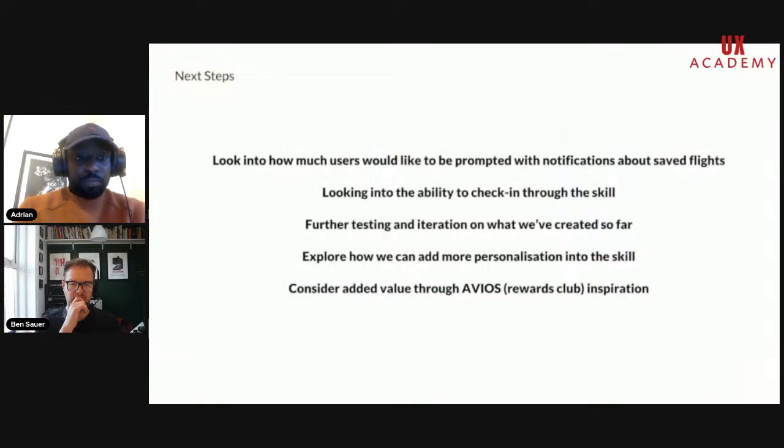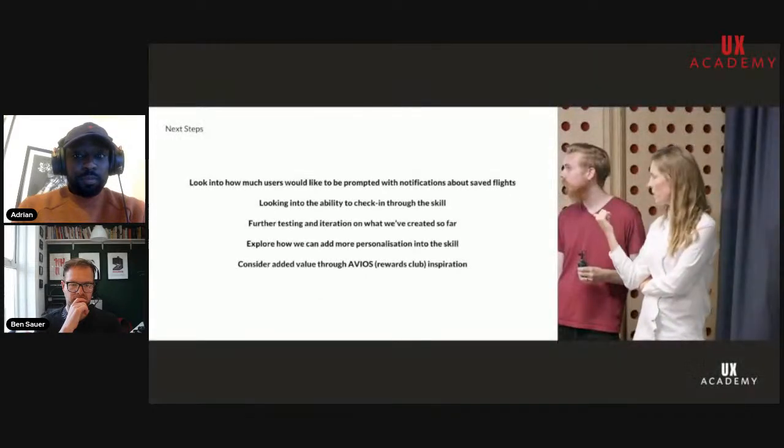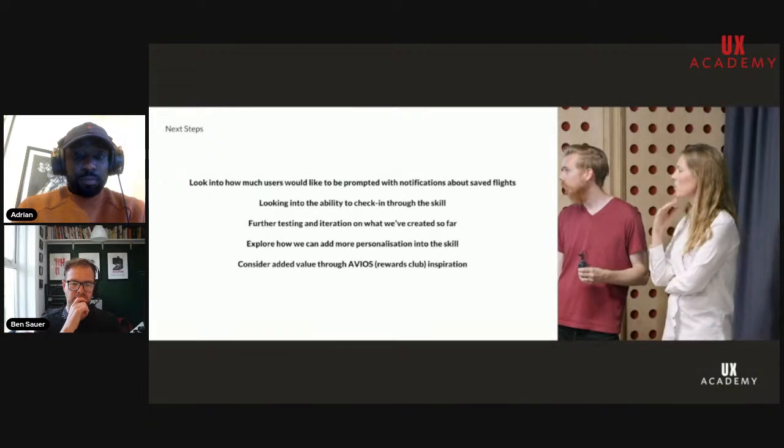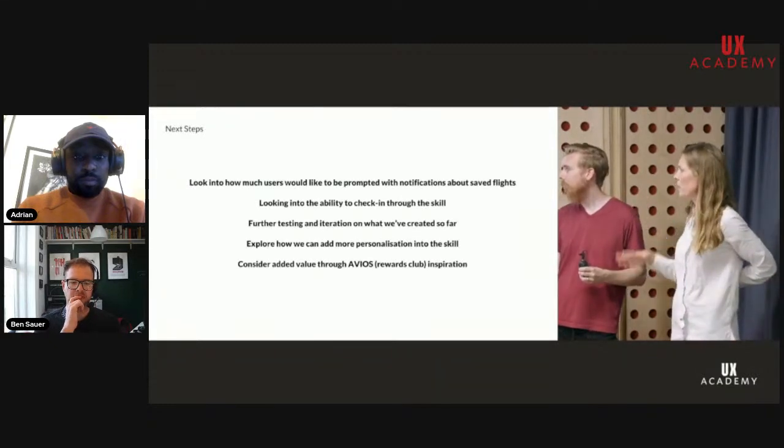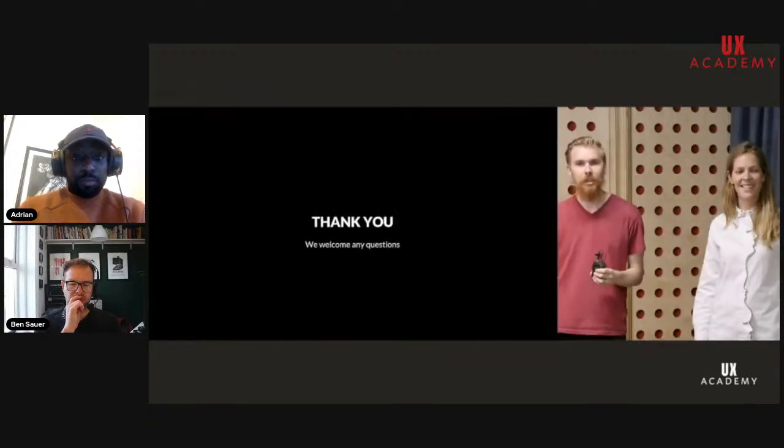As we said, we went light on a few things, but we thought maybe looking more into the notification side of it for saved flights, or even for when you have a flight tomorrow, looking into the ability to check in through the skill. In general, further testing and iteration on what we've created so far, given that some of the things were late entrants. And that was it. Thanks.